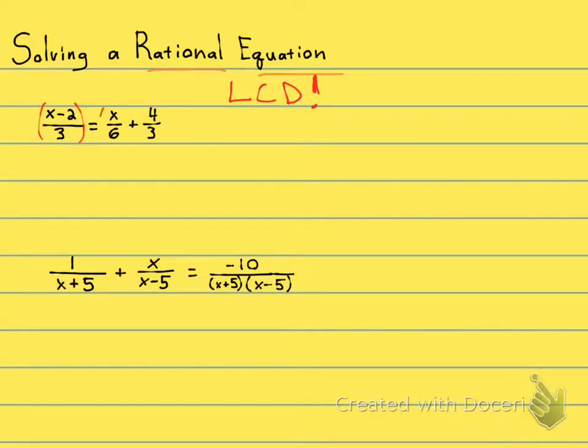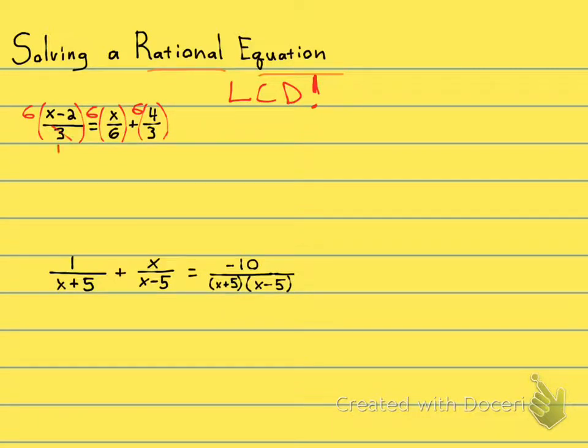If I look at this equation and I look at all of the denominators, 3, 6, and 3, right? What's the LCD? What do all of those numbers go into? Okay, and you have a lot of choices. 18, they all go into 18. They all go into 36. But the LCD is just 6. They all go into 6. So when you multiply every term times 6, watch what happens to your denominators.